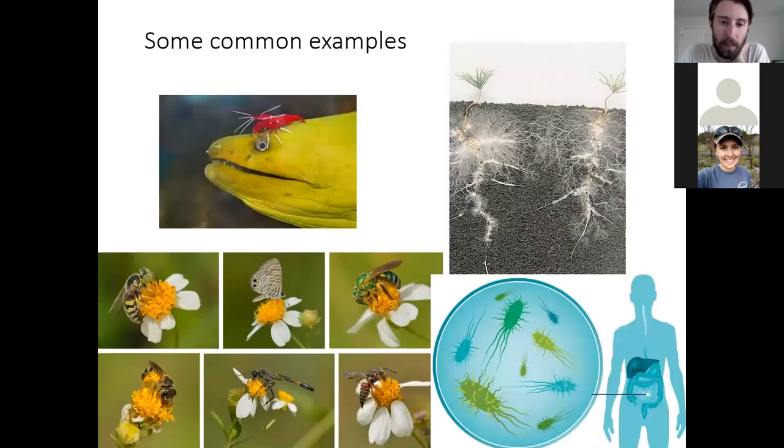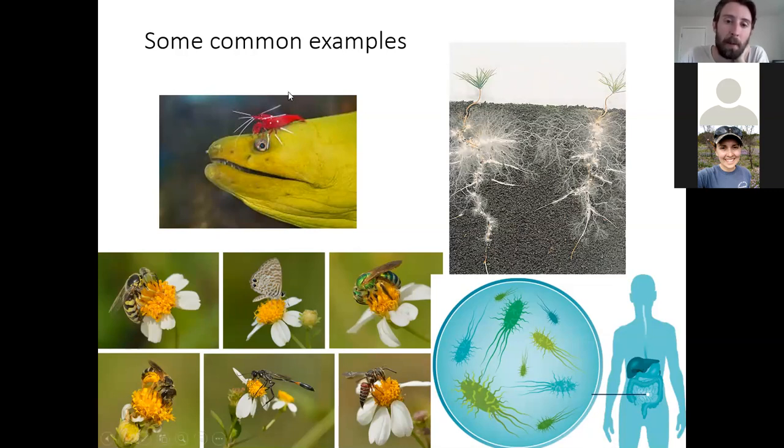Okay. Here are some common examples of mutualism. At top left, we've got these kinds of cleaning interactions, really common, especially in aquatic systems, but also things like oxpeckers in terrestrial systems as well. This is a situation where one species comes and cleans the parasites off of another.